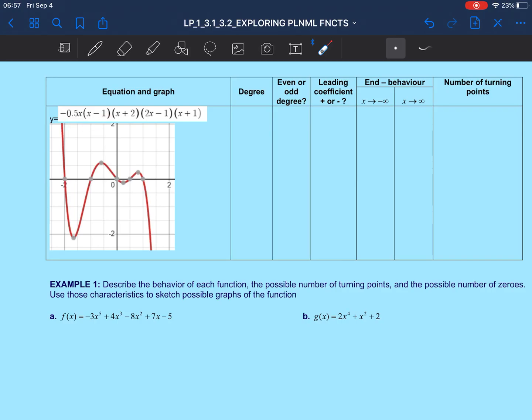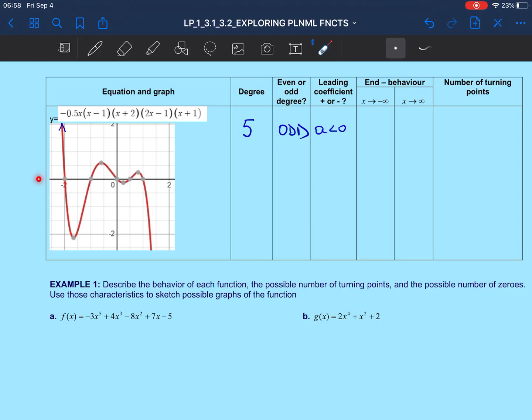So the equation of the graph is 0.5x, x minus 1, x plus 2, 2x minus, so we have 1, 2, 3, 4, 5 factors multiplied. That makes this a fifth degree function, which is odd degree. When it comes to the leading coefficient, we look at the coefficient of x in each factor. So negative, positive, positive, positive, positive. The leading coefficient will be a negative number.